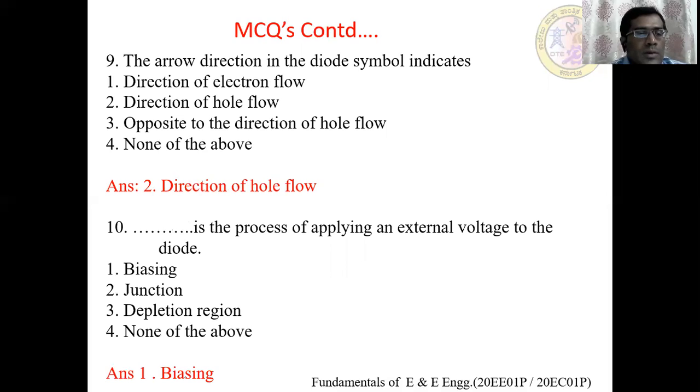Question number 10: dash is the process of applying an external voltage to the diode. So it is biasing. Biasing is the process of applying the external voltage to the diode. So the answer for question number 10 is 1, biasing.